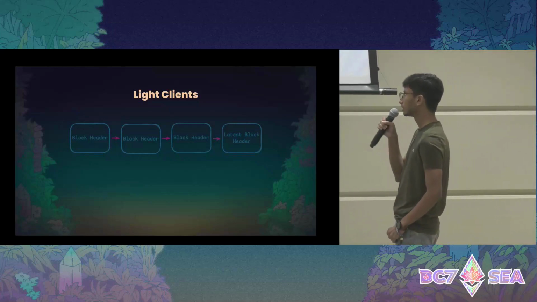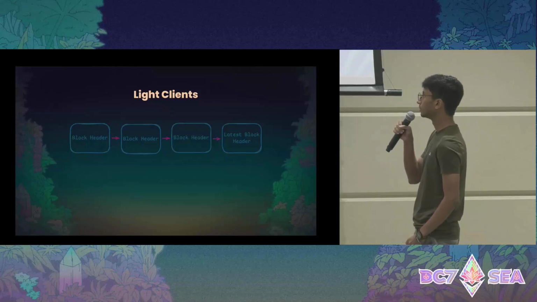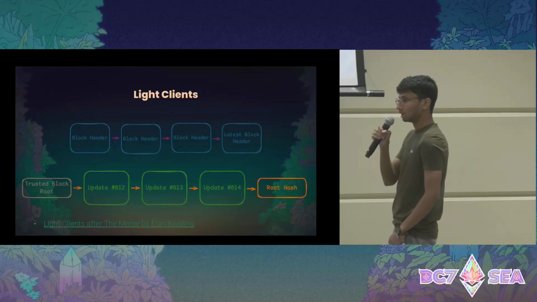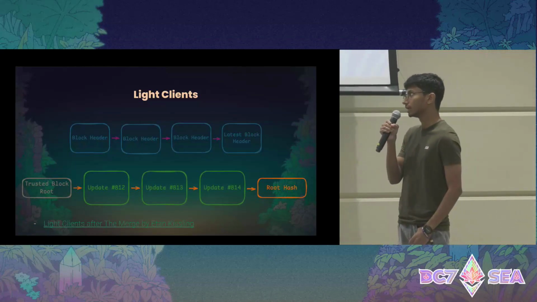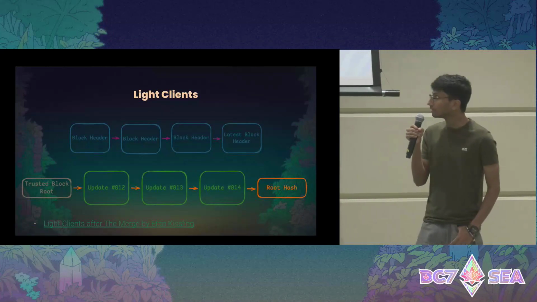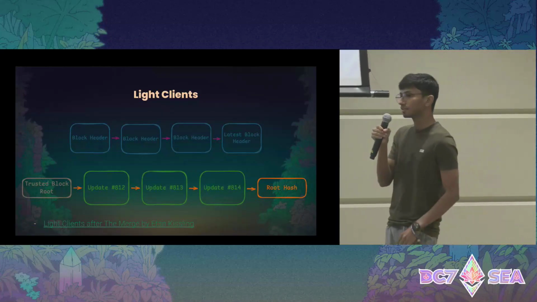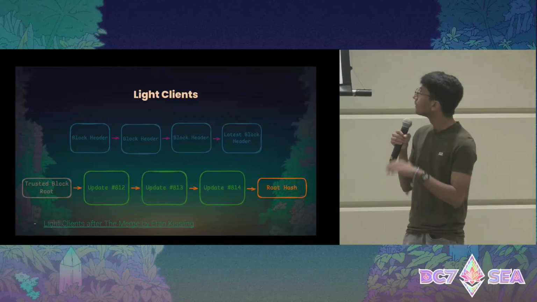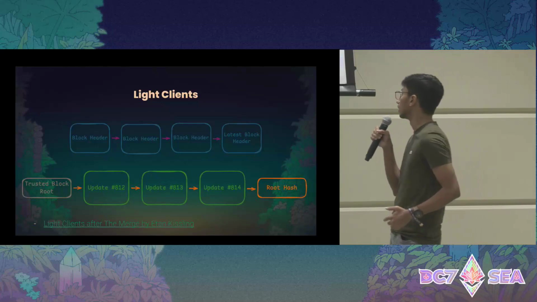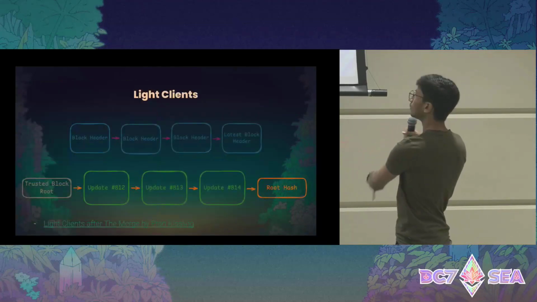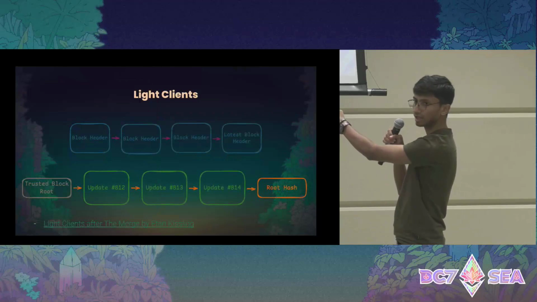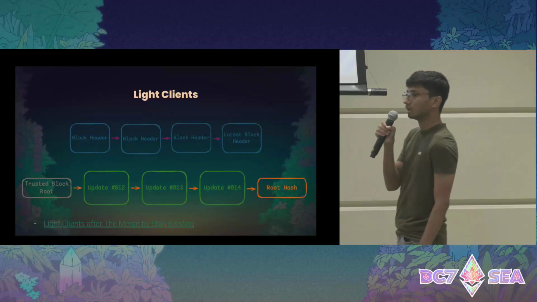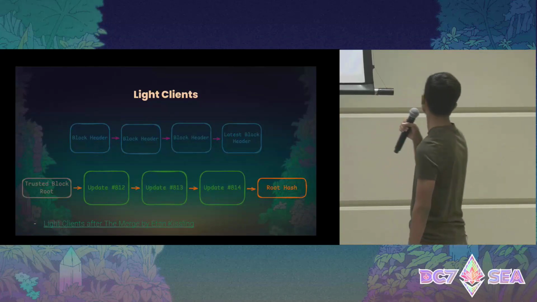But there are some drawbacks. How a light client works is that it maintains a chain of block headers up to the latest block header. We get a trusted block root which is available in the network, and using that we can fetch a range of updates. After that, we get the root hash, which can be used to determine the latest block header. There's a reference on light clients after the merge, covered in Devcon 6, I guess. You can check it out, it's really nice.